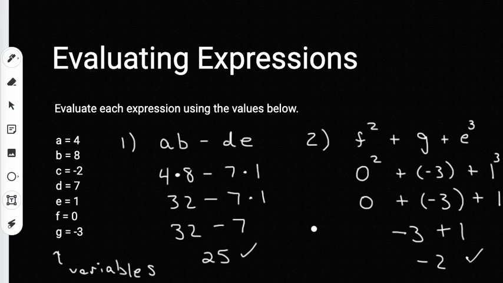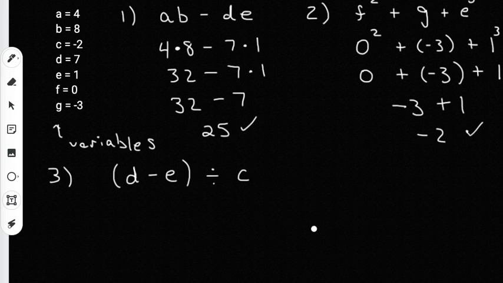Alright, let's look at number 3 down here. I want to do this one next. So I have d minus e inside parentheses for this one. And I have divided by c at the very end. So what I need to do first is replace these letters with numbers. So I'm going to have my parentheses. I need to remember those. D is 7 minus, and then e is going to be 1. So I replace e with a 1. I close up my parentheses, and then I have divided by c.